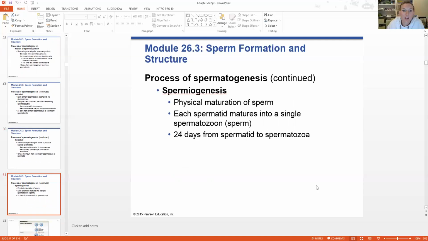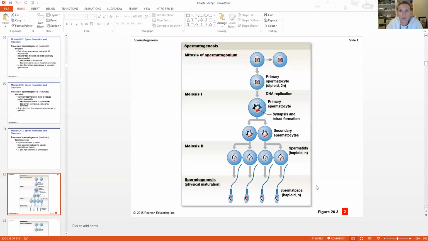Finally, the last process is spermiogenesis, which is the physical maturation of these sperm. This is getting them ready to move, getting their flagella ready to propel them, etc. And this can take a while as well. You don't have to know the time frame. It's just kind of a reference.